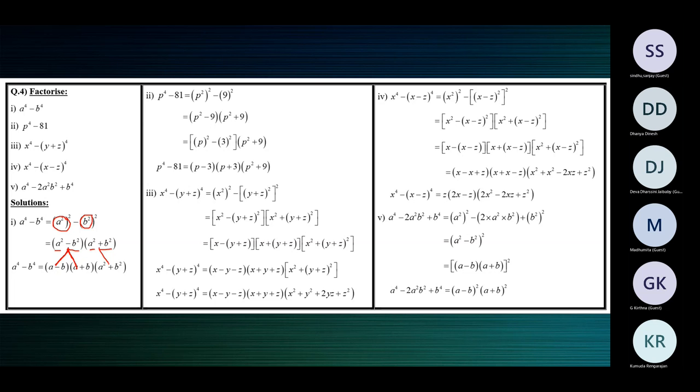Yes, ma'am. The heading is factorize. And see, we have factorized. The answer is a minus b into a plus b into a square plus b square. We know when the heading is factorize, the answer should be a product of the factors of the expression. So a to the power 4 minus b to the power 4 has these factors. A minus b is a factor, a plus b is a factor, a square plus b square is a factor.